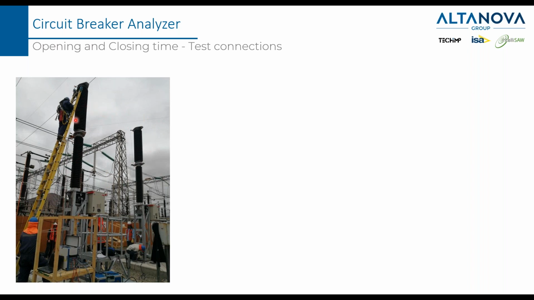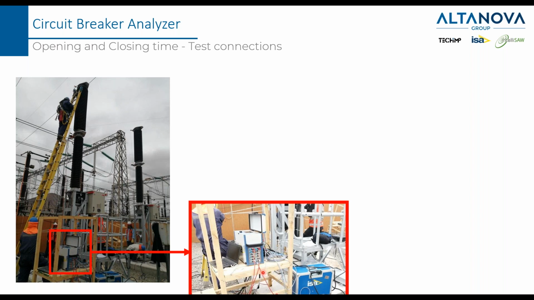This is a real picture from the field. It gives you an idea of what you need when you are in the field. So typically you need a ladder, because when you have to connect a clamp on top of the breaker, you cannot go without a ladder or an elevator. And this is a table, more or less, where the breaker analyzer is placed.